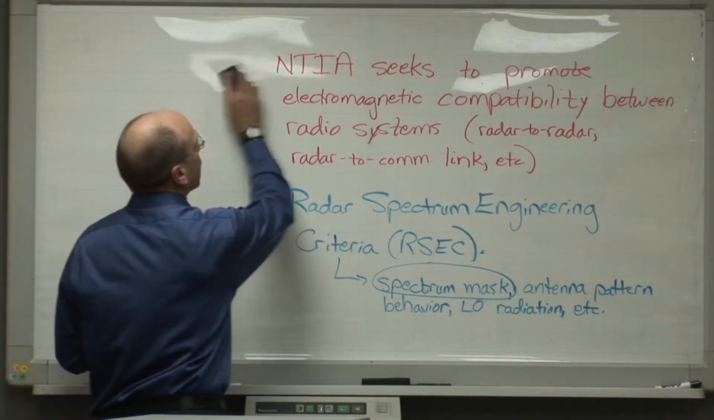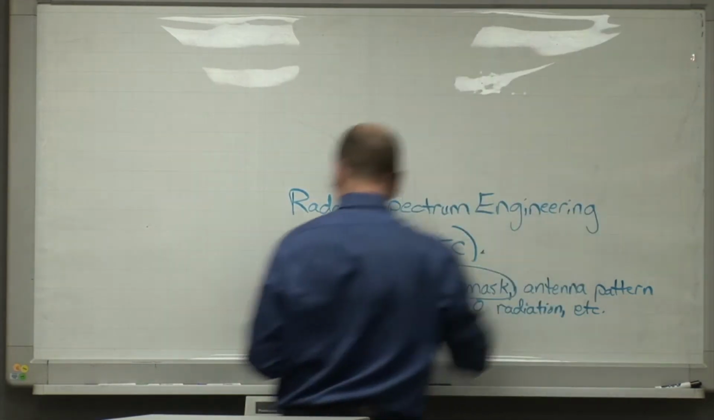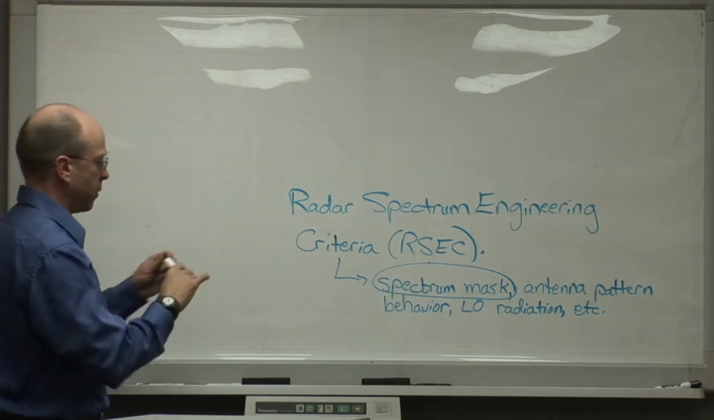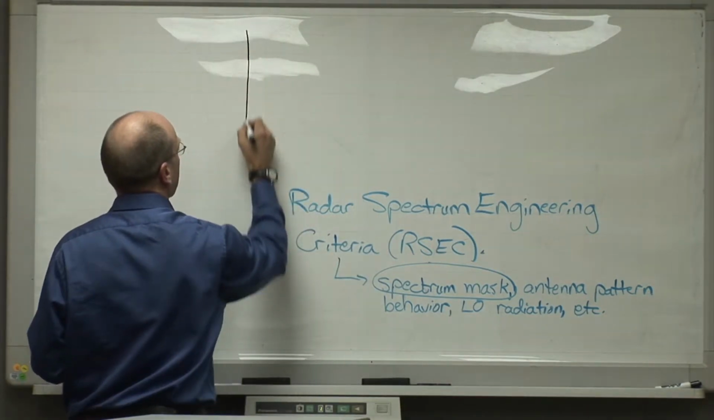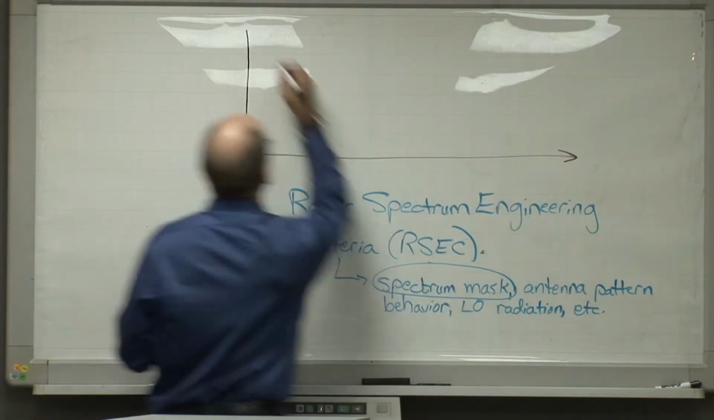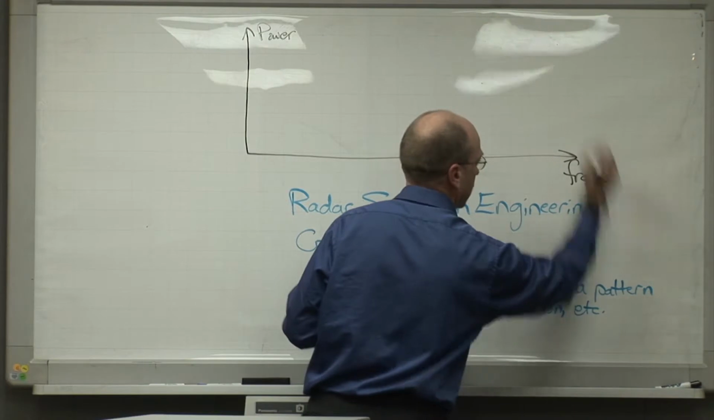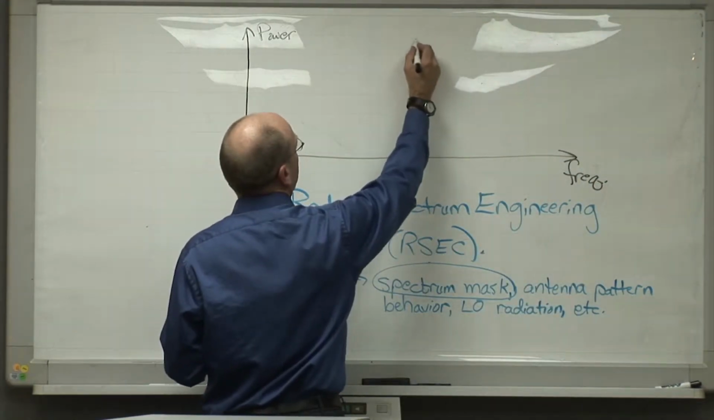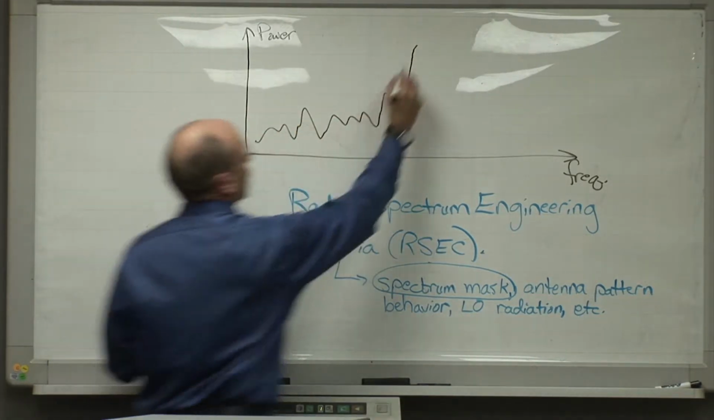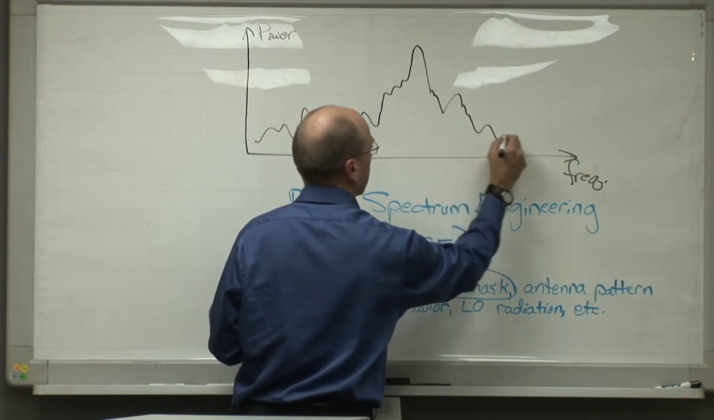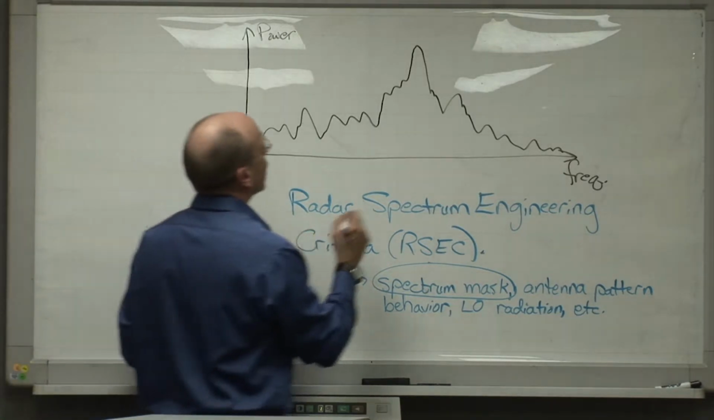So, what does this mask look like? The concept of the mask is what I'll give first. Imagining that a radar has an emission spectrum which looks like this. Here's power, here's frequency, and imagining that we have a radar with an emission that looks like this. It's emission spectrum. And that's not a bad representation for what some radars might look like.